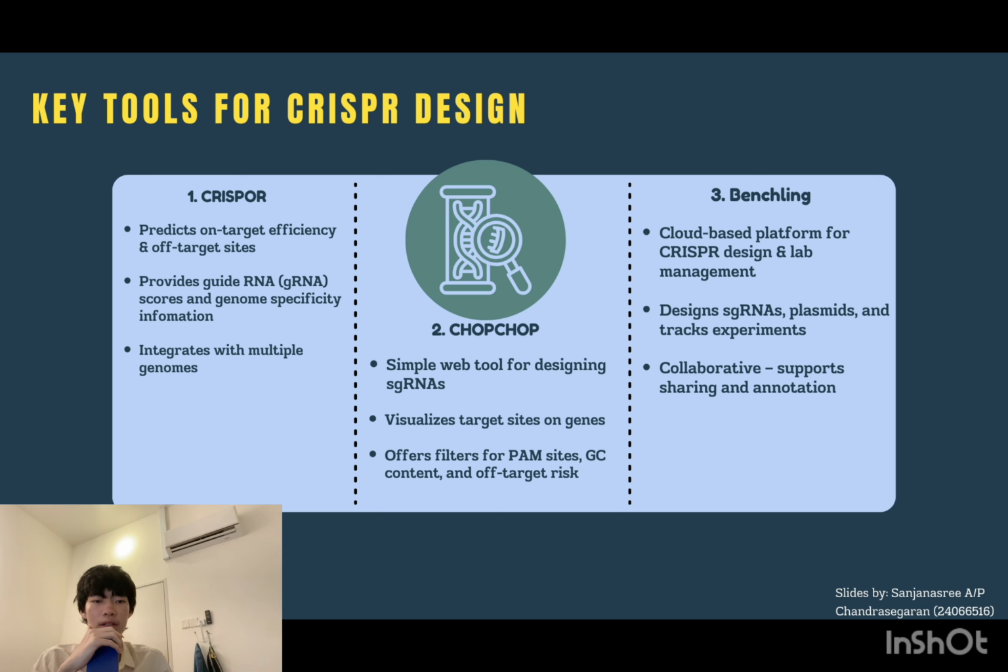It also provides filters for PAM sites, GC content, and off-target risk that can help scientists choose guide RNAs that are both stable and accurate. The third tool is Benchling. It's a cloud-based platform that combines CRISPR design with lab management, so scientists can design sgRNA, plasmids, and DNA sequences in one place. It also supports collaboration, meaning multiple researchers can share data, comment on designs, and track experiments together. This makes CRISPR research more organized and more efficient.